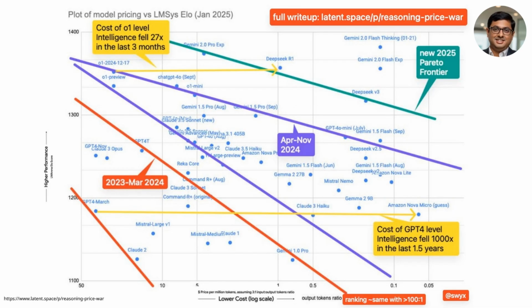On the x-axis, we see the cost per million tokens, while the y-axis represents model performance. What's striking is the sheer number of new high-performing models that are in use by January 2025. The key insight, highlighted in yellow, is the exponential drop in the cost of intelligence. For instance, achieving GPT-4 level performance has become 1,000 times cheaper in just the last 18 months. In some cases, O1 level intelligence saw costs fall by 27 times in only 3 months.